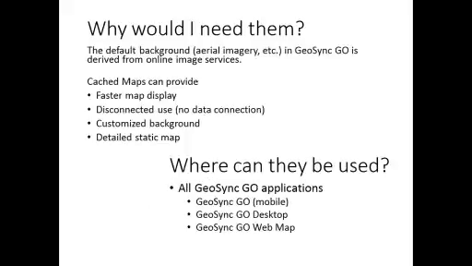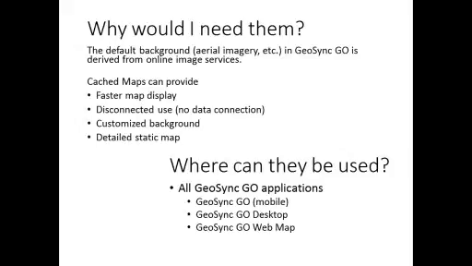So now, why do we need cache maps? Well, as you may or may not know, the default background imagery in GeoSyncGO are derived from online image services. So you have to have an internet connection. There are a few different sources, but you are limited on what imagery you can have as a background.